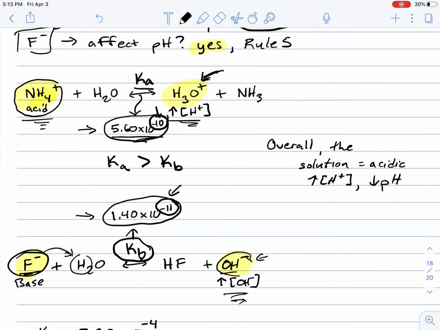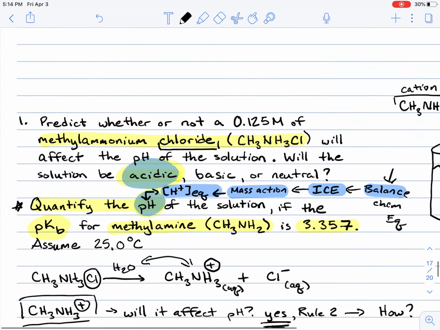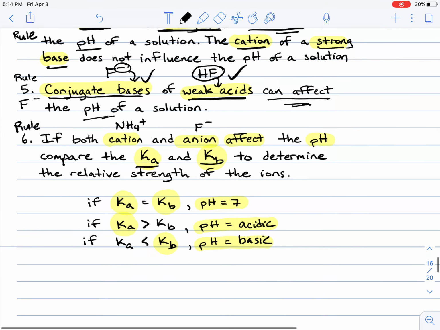And so hopefully that makes sense. This Ka Kb relationship, I'm actually grabbing that from Rule 6, right? And so it's this part that's being fulfilled.